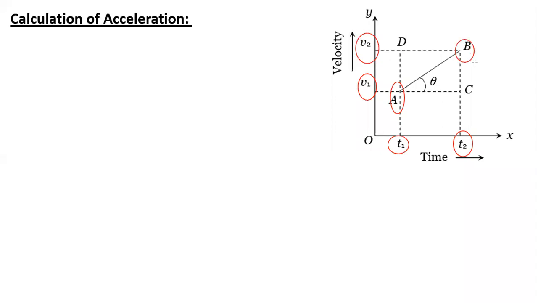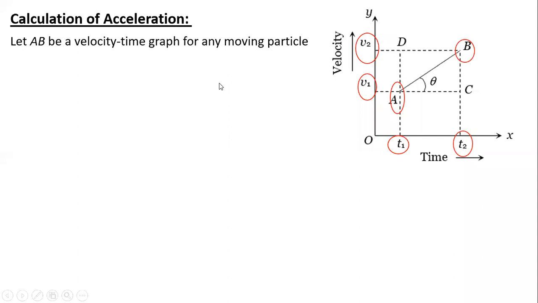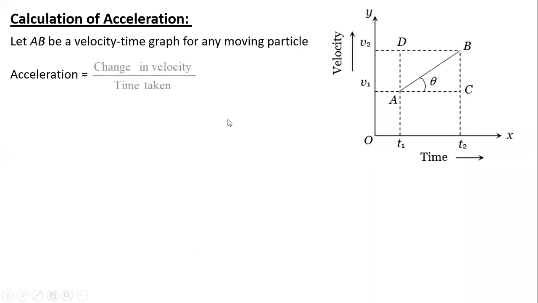It means the particle has reached point B, so your AB is representing the velocity time graph for a moving particle. If such a graph exists, then acceleration is defined as change in velocity upon time. This is the definition which we learned. Change in velocity is nothing but v2 minus v1, and change in time interval is t2 minus t1. So directly you will get v2 minus v1 upon t2 minus t1.